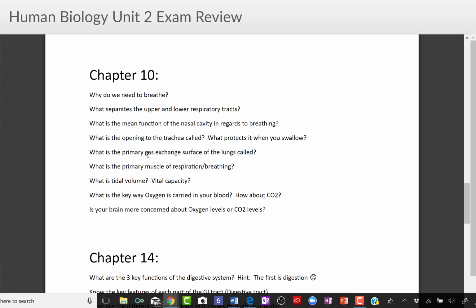Well, the upper respiratory tract is more common to have infections and problems with it, sinus infections, etc. The lower respiratory tract is much more dangerous. So we're talking pneumonia, bronchitis, things that can be fatal. All right, what is the main function of the nasal cavity in regards to breathing?